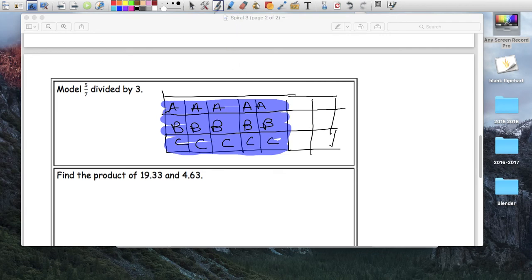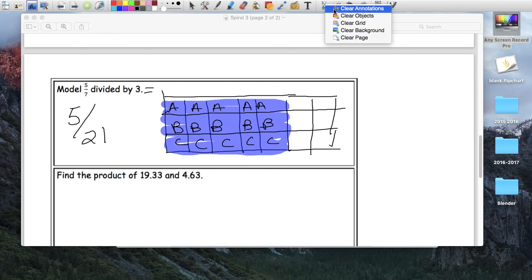So how much did each person get? If I have 5/7 and I want to divide it by 3, each person would get, let's see, 1, 2, 3, 4, 5 pieces. B would get 5 pieces, C would get 5 pieces, at a total of how many? Well, it's 1, 2, 3 here, and 1, 2, 3, 4, 5, 6, 7. 5 out of 21. Remember, even these count too. Okay, so the answer is 5 out of 21.